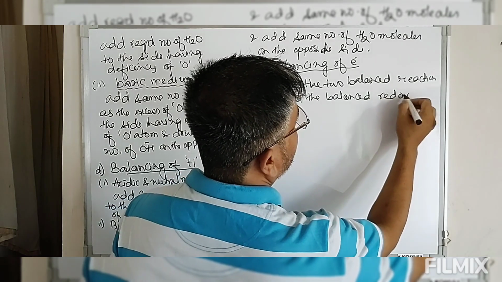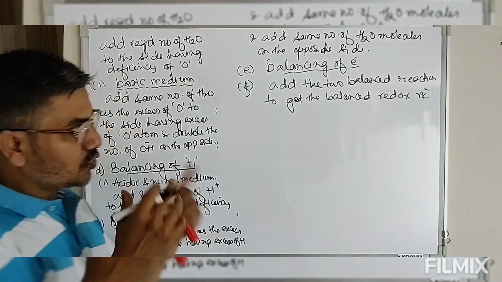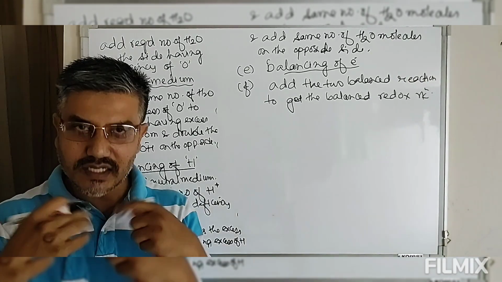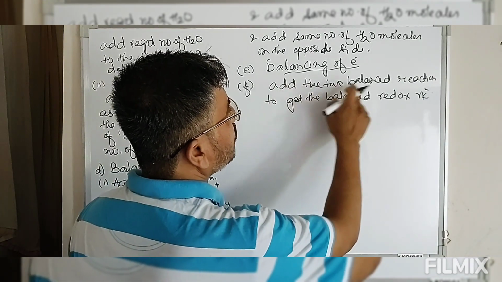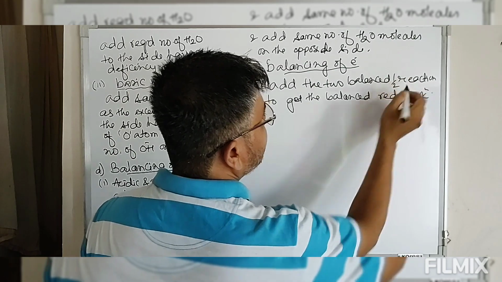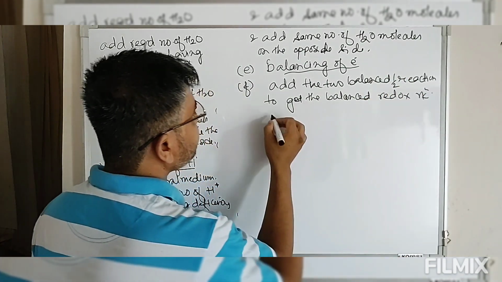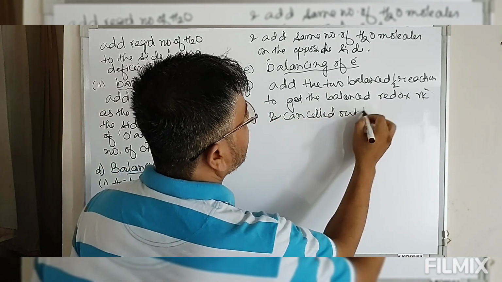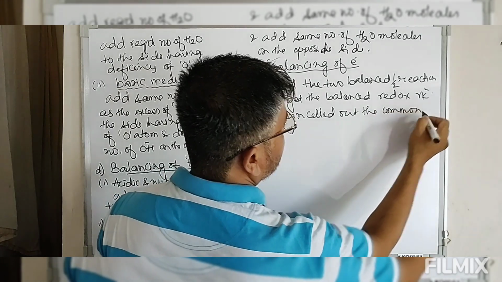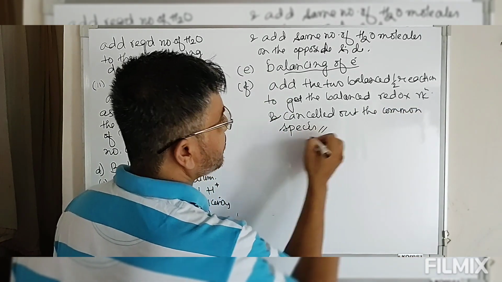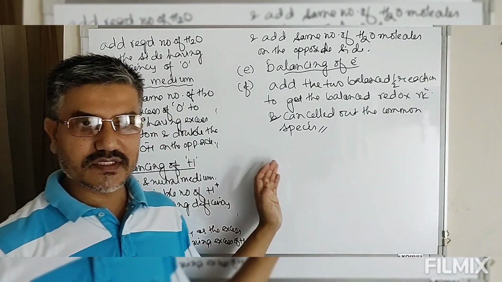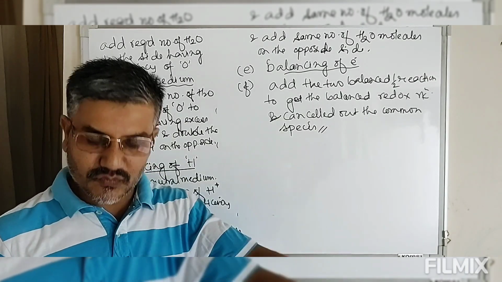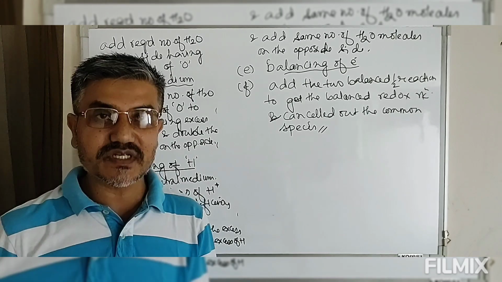Balanced redox reaction. While adding the two half reactions, there may be common species, so just cancel out the common species. If suppose there are 5 water molecules on the left side and 5 water molecules on the right side, then we can just cancel them out. So we have to cancel out the common species, if any present, in the balanced reaction.